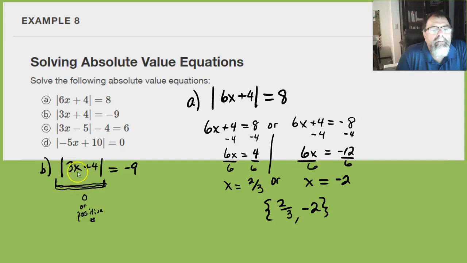And the answer is never. For any other choice of x, this could be a positive number or a negative number, but when you take the absolute value of it, it becomes a positive number. So when is a positive number equal to negative 9? And the answer is never. So this has no solution. The solution set is empty.